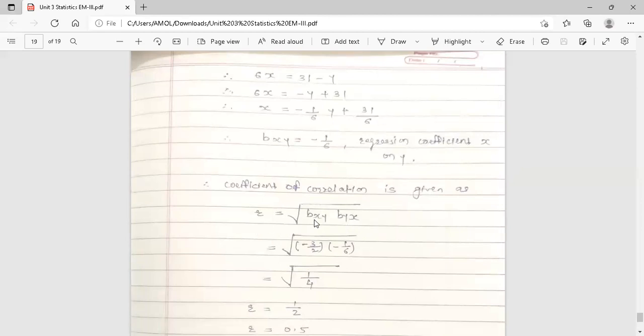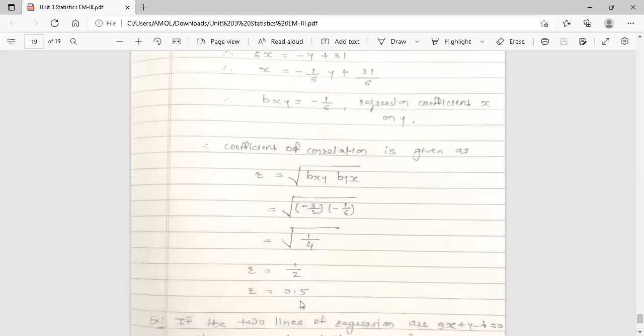So put here the values of bxy and byx, and after putting the values and doing the calculation, the calculated value is 1/2, which means 0.5. So our coefficient of correlation is 0.5, which is the correct value because it is less than 1. So our assumption here is correct.